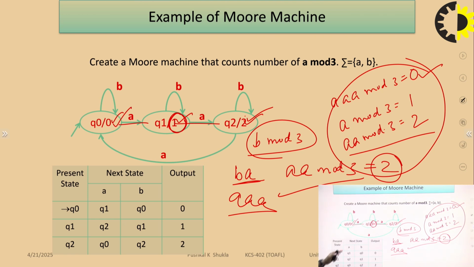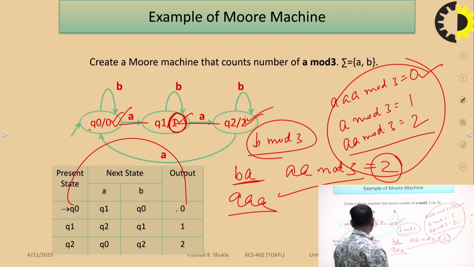So how to write this in tabular form? The present states Q0, Q1 and Q2 are there, and for input A, it goes to Q1, corresponding to B, it goes to Q0, and corresponding to the present state Q0, the output is 0.